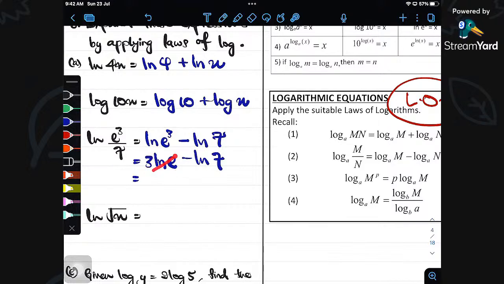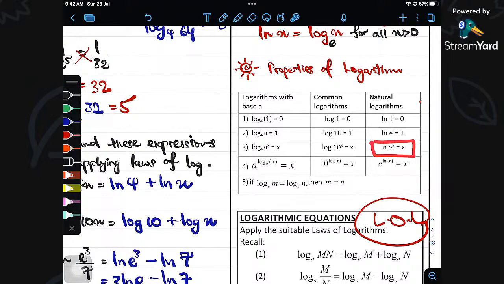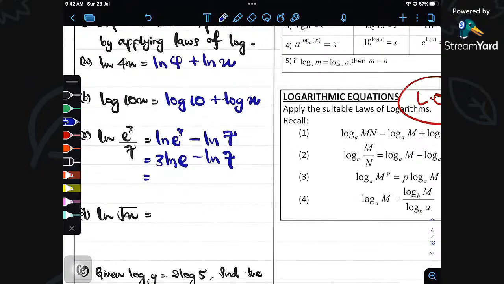And now, ln e sebenarnya nilai dia 1. How do I know? This is the natural logarithm. Oh, this one. The natural logarithm said that whenever ln meets with an e, it will give you nilai 1. Okay, so the answer is actually 3 minus ln 7. Done.